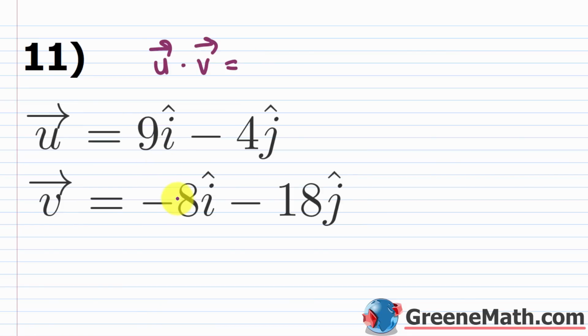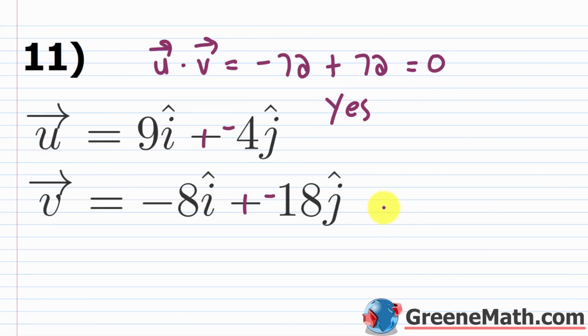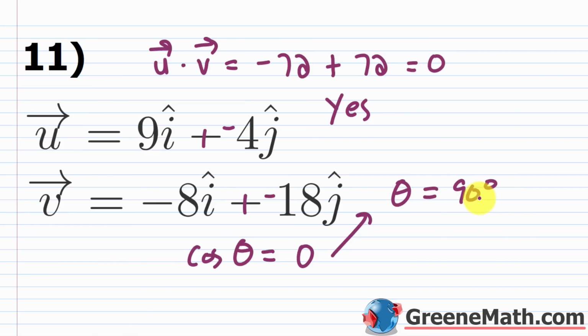So the horizontal component is 9 times the horizontal component here, which is -8. So 9 times -8 is -72. And then plus, here I'm going to go plus negative and plus negative, so I don't make a sign mistake. So your vertical components would be multiplied together. So -4 times -18, that would be +72, and so this is 0. So this tells me that yes, we do have orthogonal vectors. And again, you can just plug into the formula and see that the angle between the vectors would be 90 degrees. So cosine of theta is equal to, this would be 0 here. So this leads to saying that theta is going to be equal to 90 degrees. So we know that these are orthogonal vectors.